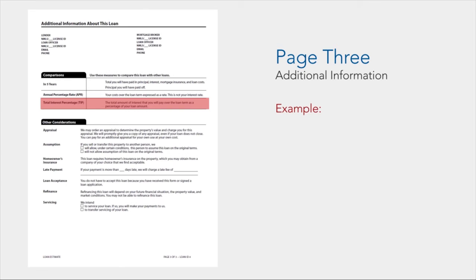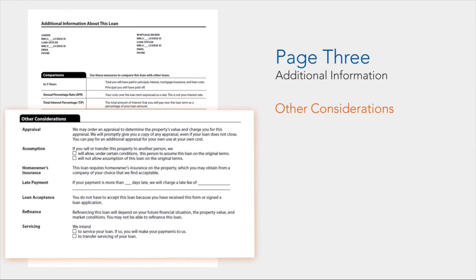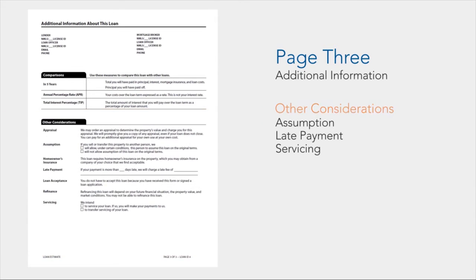Let me give you an example. Let's say that the borrower's loan amount is $100,000, and they'll pay $50,000 in interest over the life of the loan. Then the total interest percentage would be 50%. Basically, take the interest paid on the loan and divide it by the loan amount to find TIP. You'll also find other loan considerations that you are familiar with on page 3, like assumptions, late payment, and servicing.